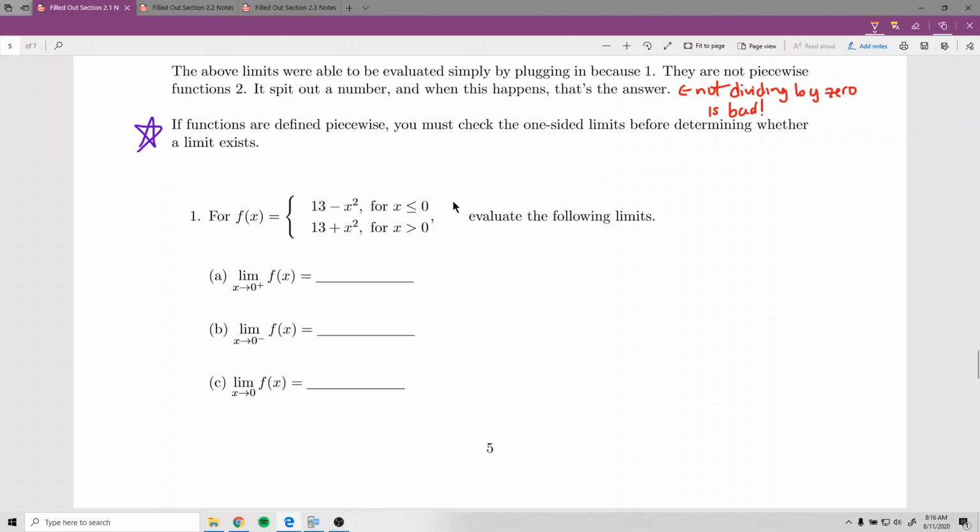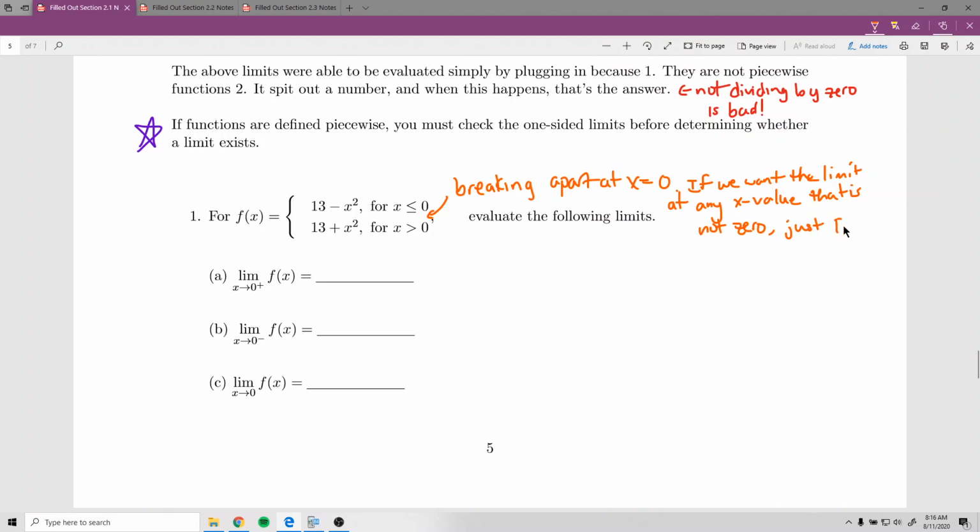Right, so one thing that's very important about piecewise functions, we have one here. Really, we only care about where it's breaking apart. And the graph is breaking apart into its two spots at x equals 0. Why this is important is if we want the limit at any x value that is not 0, all you do is plug into the appropriate one.